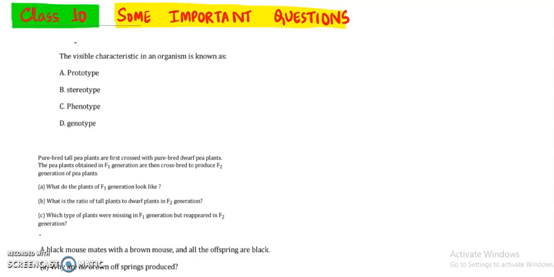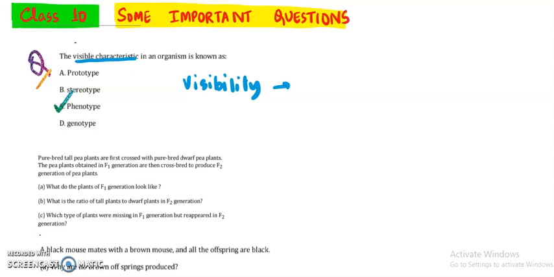In this video, we will take some more problems to make the concepts of term 2 clear. The question number 1 says, the visible characteristics in an organism is known as, so the right answer is phenotype. Now, why phenotype has been the answer? Because visible characteristic is the keyword, and visibility means the morphology or the look of something.